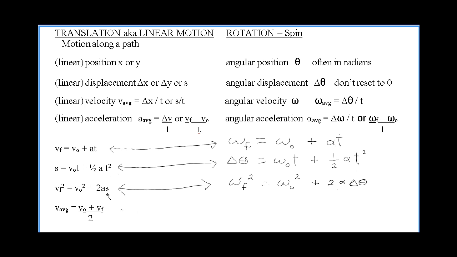For the fourth equation, we're going to have, instead of linear average velocity, average angular velocity. I think I'll use the bar over top to indicate the average this time. Then we have our equals, and then original velocity plus final velocity. So for the rotational version, original velocity is omega sub 0 plus final angular velocity is omega f. It's all going to be divided by 2.